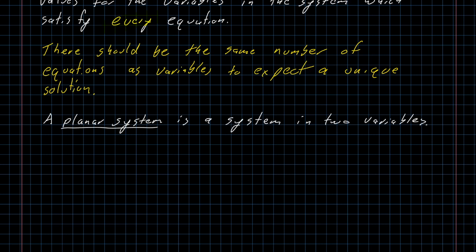One last definition, and we are at our title. A planar system is a system in two variables. A planar system, usually we're going to use x and y, and when we have an equation in x and y, we can graph the equation on the coordinate plane. That's why we call it a planar system.